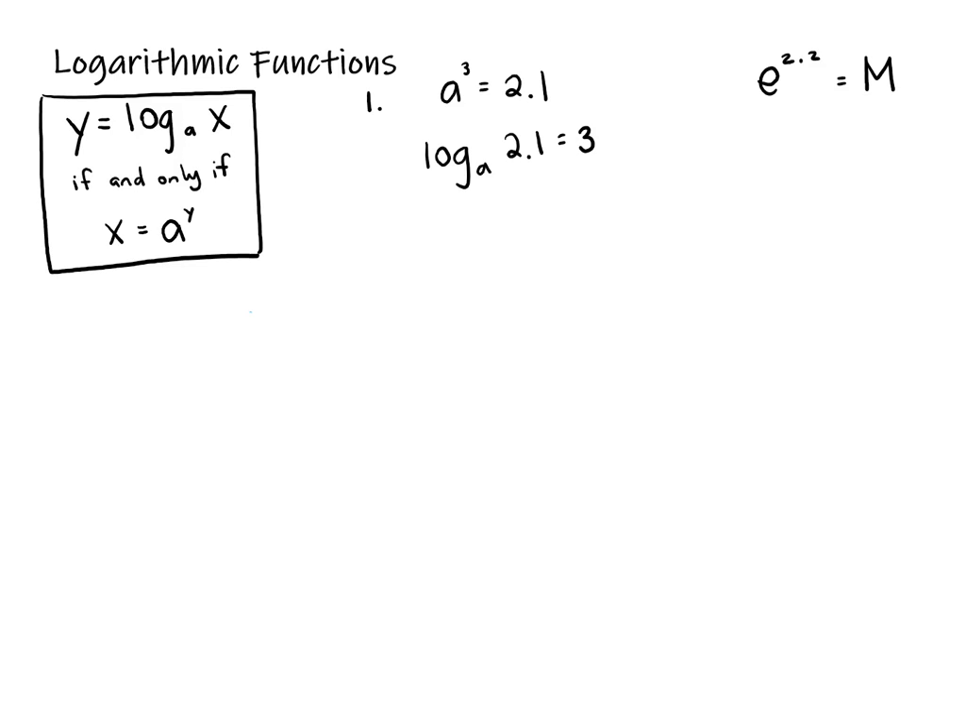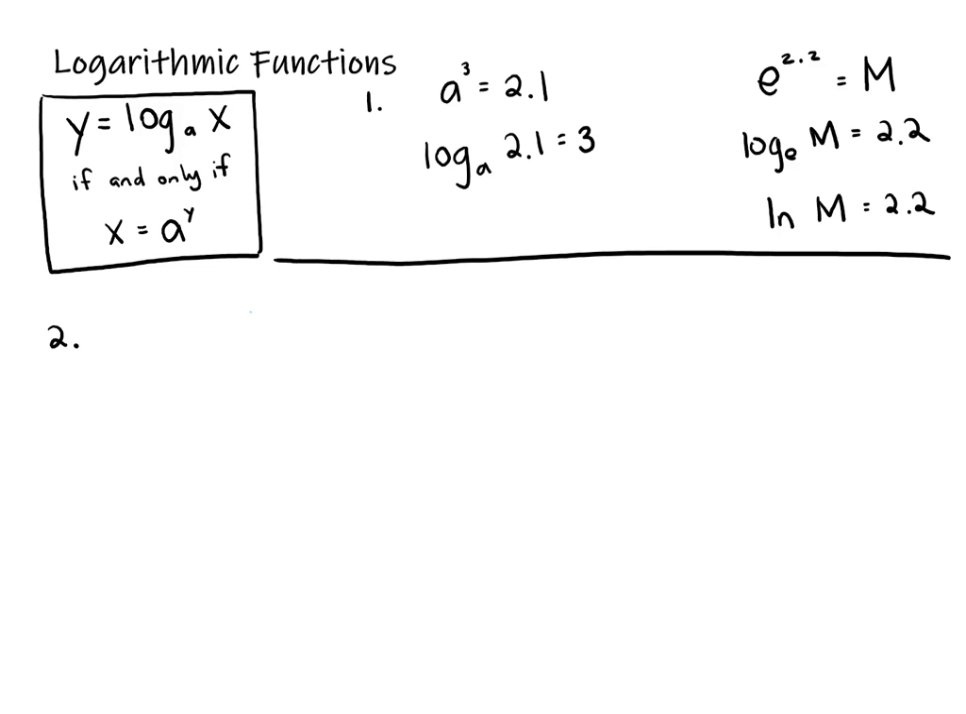Our next question is e to the power of 2.2 is equal to capital M. You have to make sure you're using lowercase e and capital M when you rewrite this. And I'm going to rewrite it in a format that's never used. I'm going to say log base e of m is equal to 2.2. And you would never want to leave it that way because log base e is an appropriate way to write it. You're going to say ln of m is equal to 2.2.